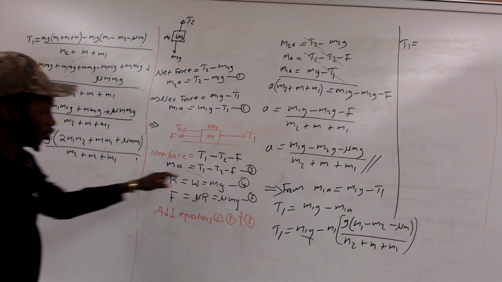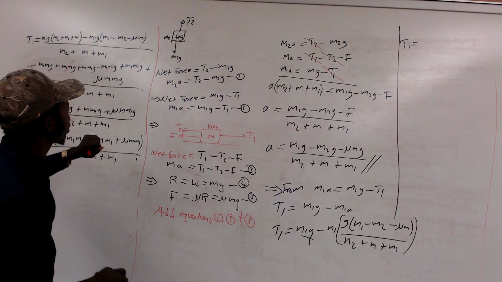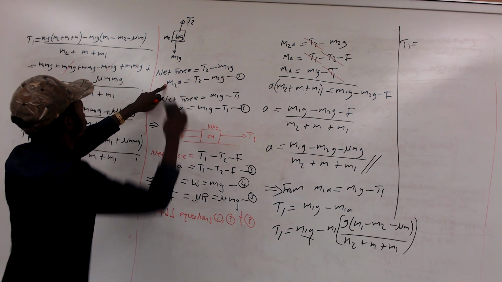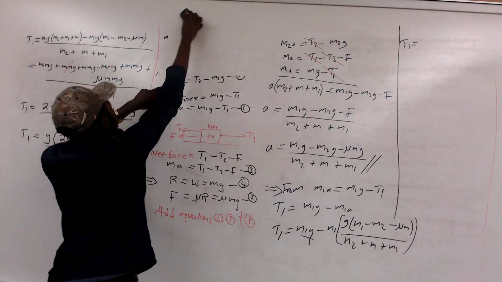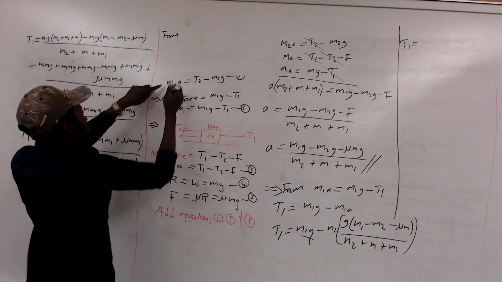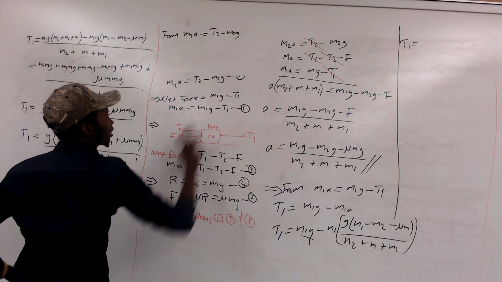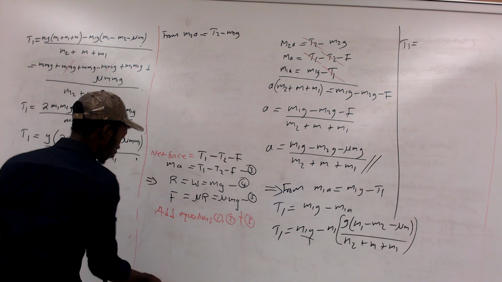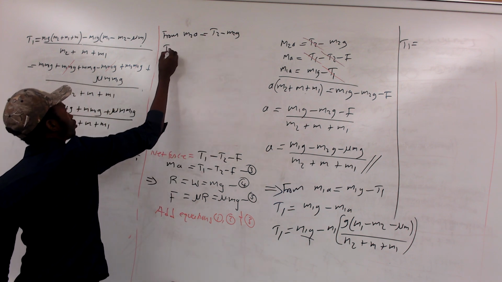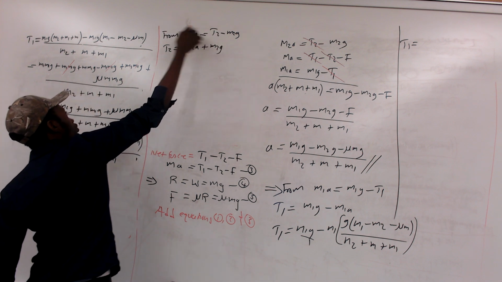So we have T1, we also have A. So we can easily go for T2. If we have T2, we are done. So if we go for T2, we can consider this equation to find T2. We say from this equation, which is M2A equals T2 minus M2G. If we make T2 the subject, T2 will be M2A plus M2G, because if we transpose, T2 equals the sum of this.